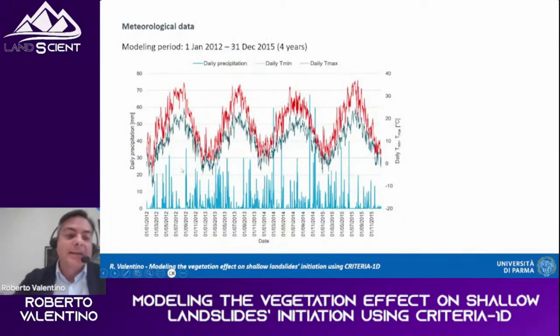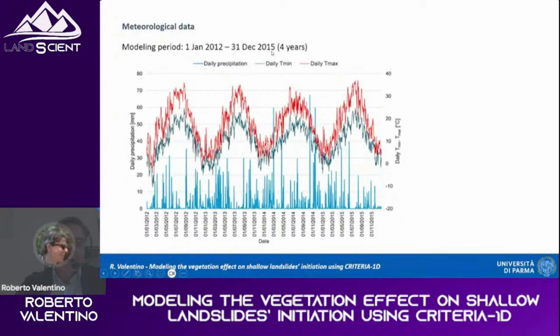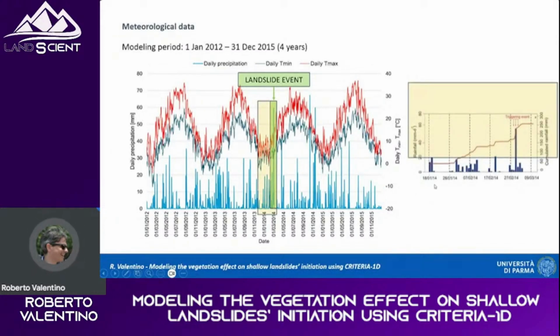Here we can see the meteorological data in a time span between 2012 and 2015. These are 4 years of rainfall data and the temperature data. This time span has been selected in order to take into account the landslide event of the 1st of March 2014. This event was characterized by 60 millimeters of rainfall in 24 hours. But we can see how the cumulated rainfall was much higher because of the previous rainfall.